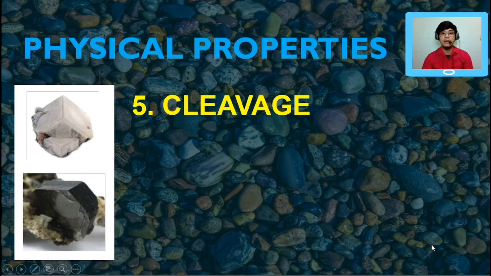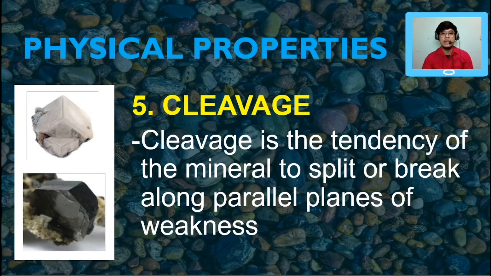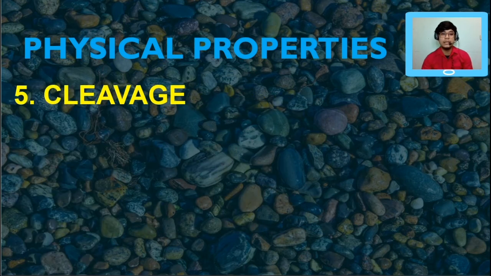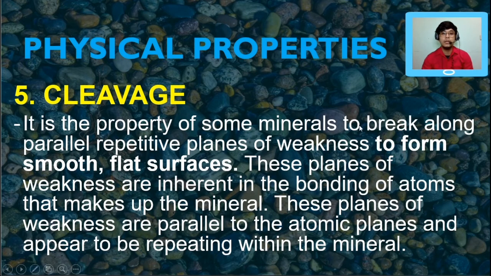Next, number 5 is the cleavage. Cleavage. Ayan. So, iba yung tumatakbo sa isip ng iba sa inyo. Pero cleavage is the number 5 physical property of mineral, wherein cleavage is the tendency of the mineral to split or break along parallel planes of weakness. And also, it is the property of some minerals to break along parallel repetitive planes of weakness to form smooth, flat surfaces. These planes of weakness are inherent in the bonding of atoms that makes up the mineral, and these planes of weakness are parallel to the atomic planes and appear to be repeating within the mineral. So take note of this.